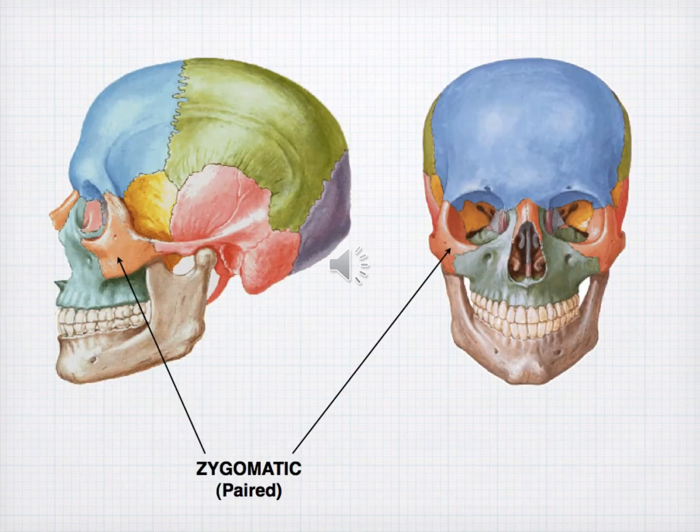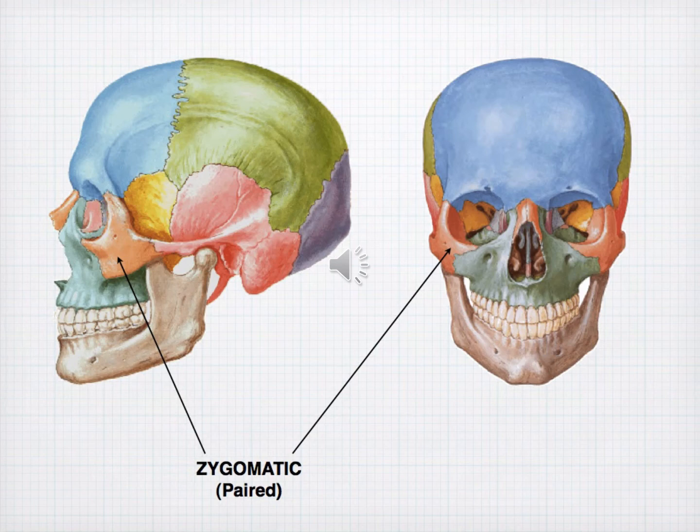The zygomatic is a paired bone. It articulates with the maxilla to make parts of your inferior eye orbits as well as your lateral eye orbits, and it will form this arch, which is known as the temporal zygomatic arch, that, as you may have guessed, articulates with the temporal bone. This is oftentimes known as your cheekbone, but it's probably smaller in proportion to what you would think as your cheek, because your cheek actually includes both your zygomatic as well as your maxilla, as we stated before.